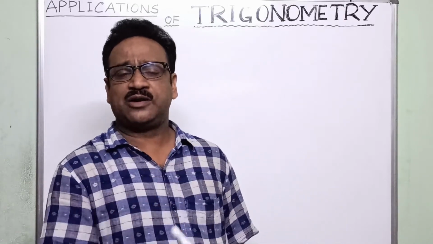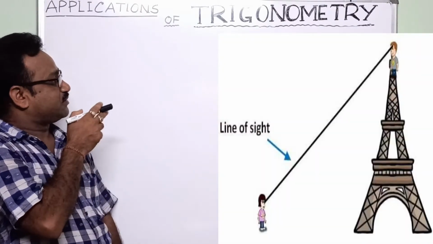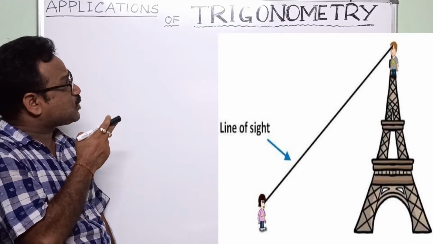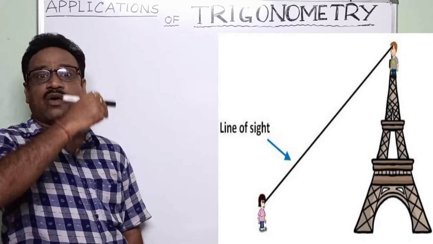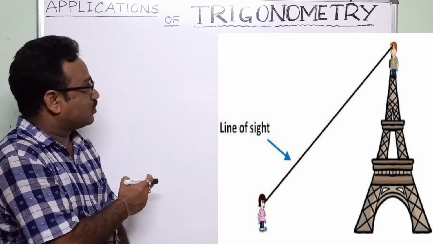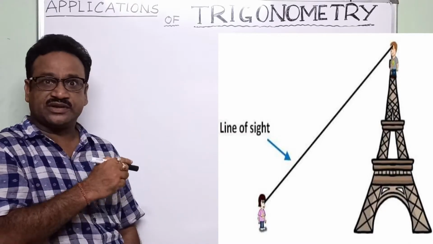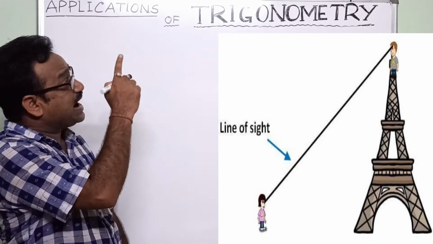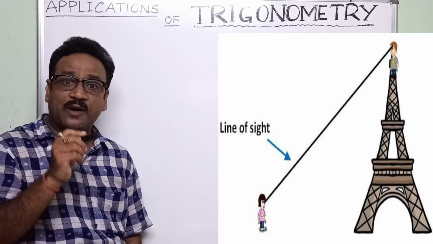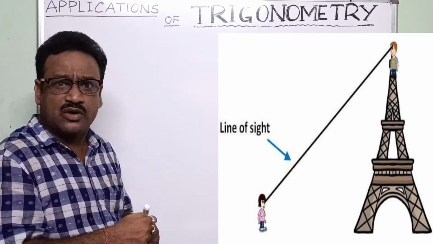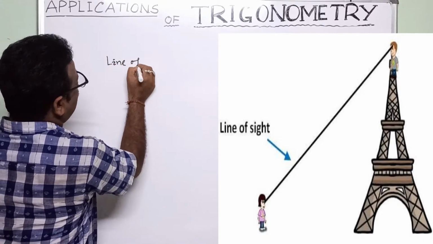First of all, we will discuss the line of sight. See the figure. Here one boy is watching another boy who is standing on the tower, and the first boy is standing on the ground. The line which joins the eye of the boy and the eye of the other boy standing on the tower is called the line of sight. So what is line of sight?